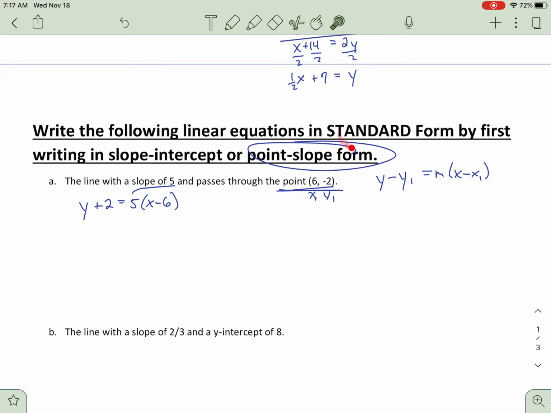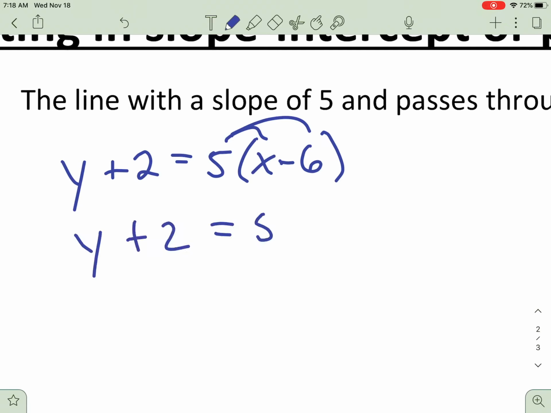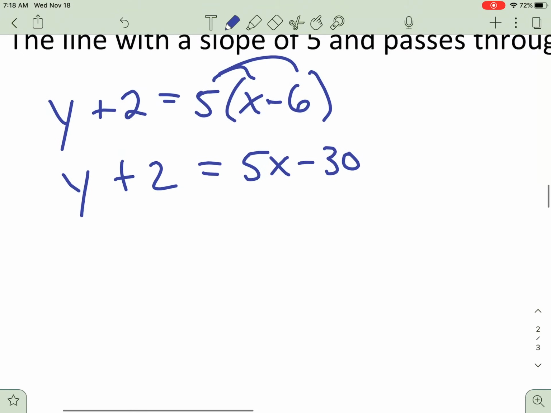But it wants it in standard form. So how do we convert to standard form? It's a great question. Glad you asked. We are going to first distribute and basically solve the right side. So y plus 2 equals 5x minus 30. All right, so now we just treat it like a regular equation.